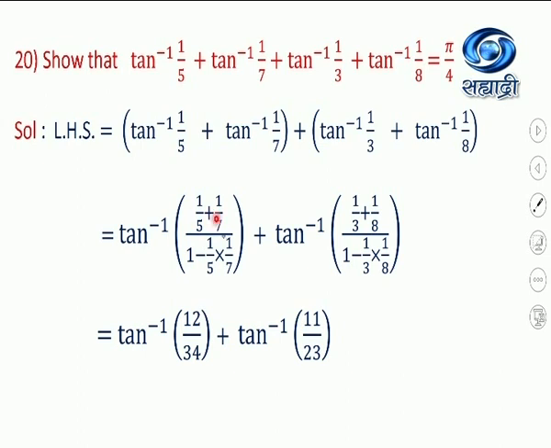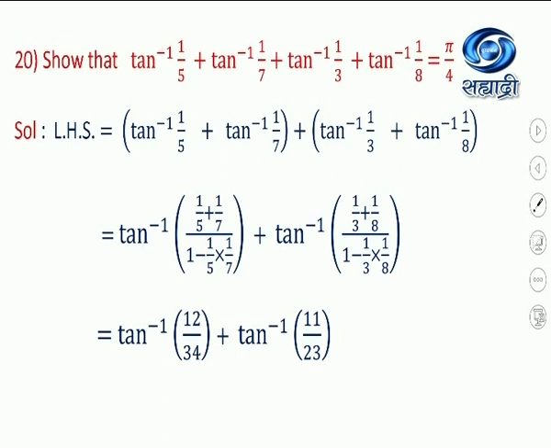Now find out the LCM. LCM is 7 into 5, 35, and here also the LCM is 7 into 5, 35, which gets cancelled, and the numerator for this is 7 plus 5, which is 12, and the denominator is 35 minus 1 if we simplify. Already we cancel the denominator. 35 minus 1, which is 34. Okay, now to this bracket we simplify.